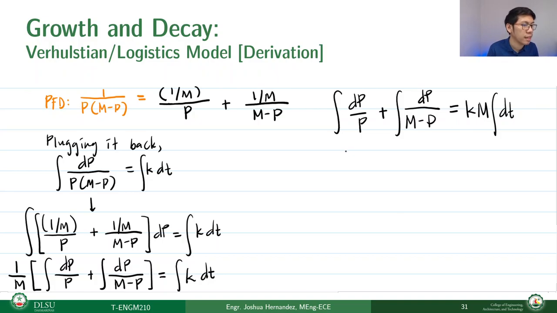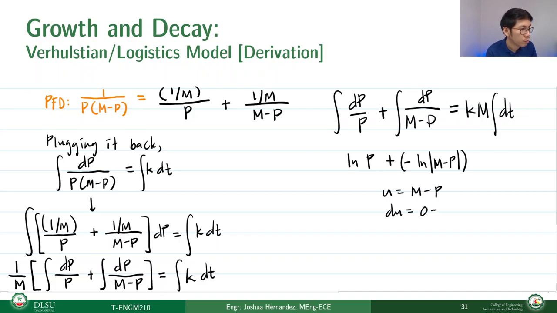So, mas mukhang magiging maliwanag na dahil dp over p, as we know it, the integral of that is ln p plus negative ln m minus p. Saan galing yung negative ln m minus p? Kasi diba, if u is equal to m minus p, edi du equals 0 minus dp. Since meron na tayong dp dito, kailangan natin mag-introduce ng negative. Right? At kung may negative, eto yung negative na yun. So, sensya na po.